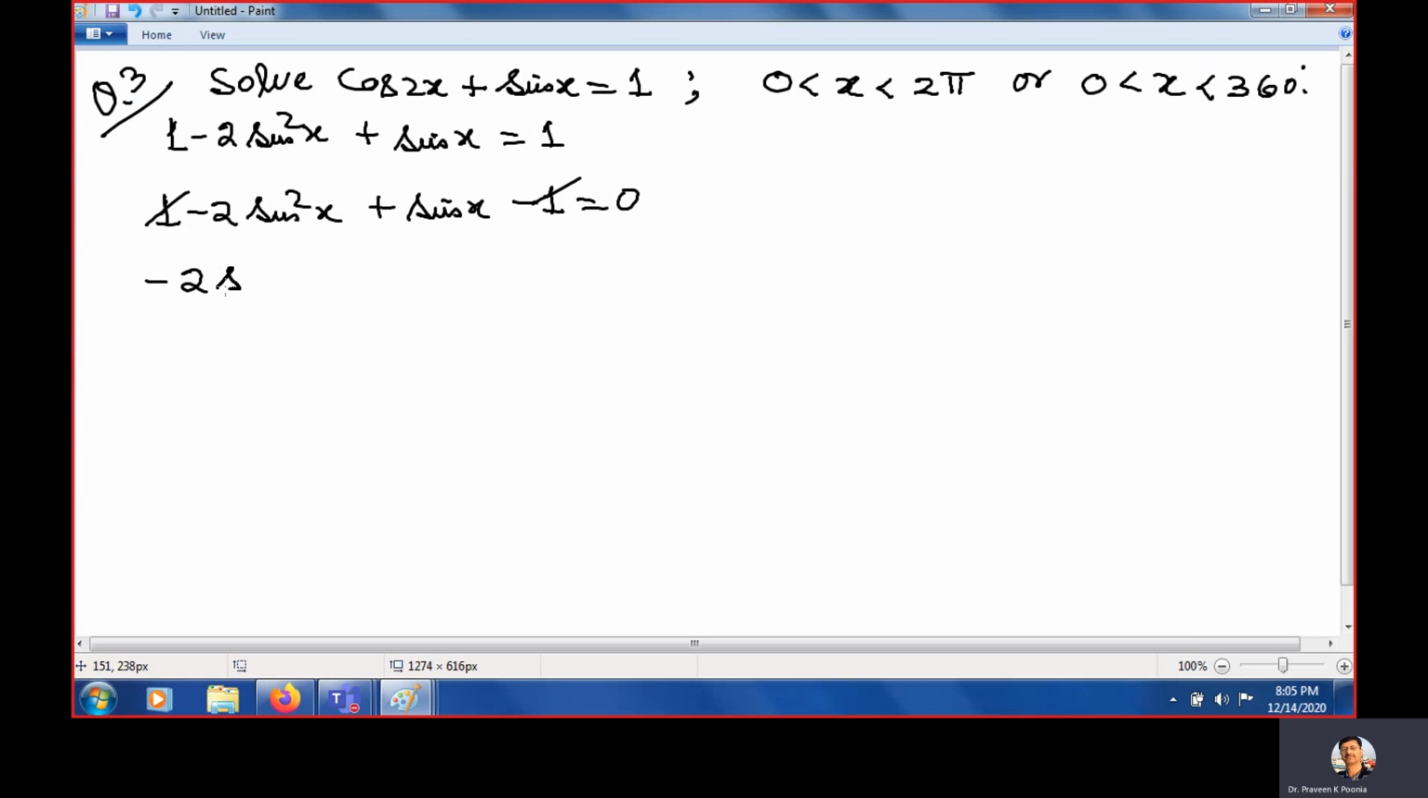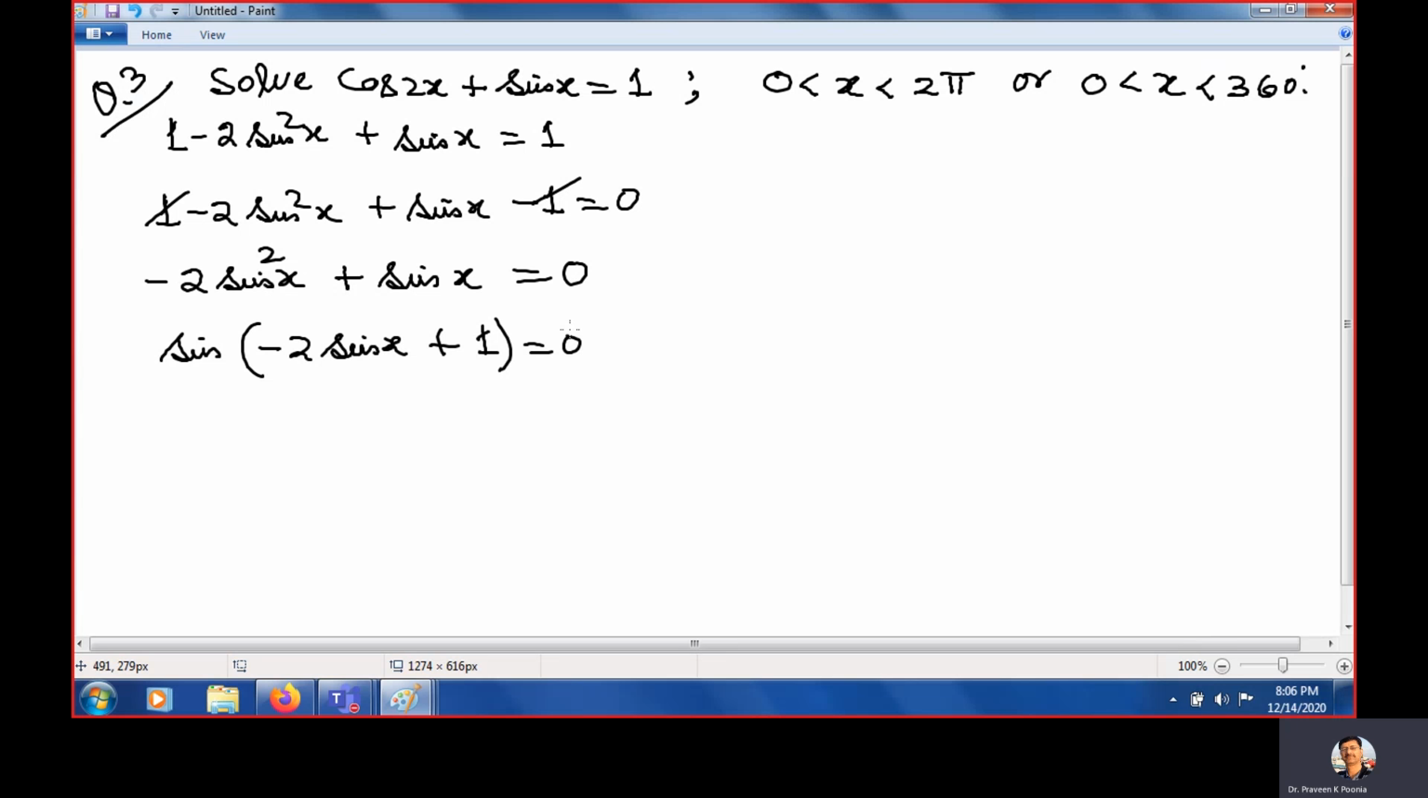So what are we getting? −2sin²x + sin x = 0. We can take sin x common. So it will be sin x times (−2sin x + 1) is equal to 0.